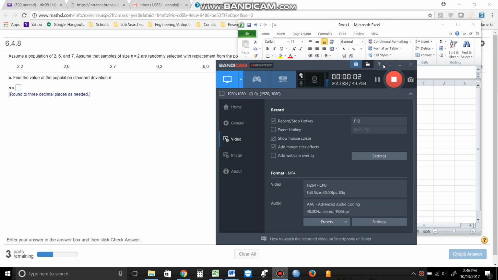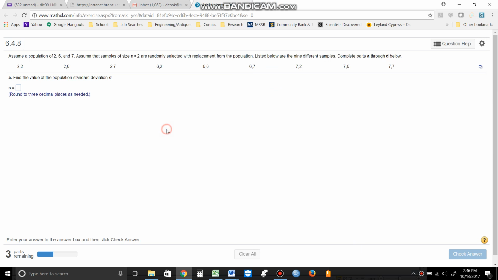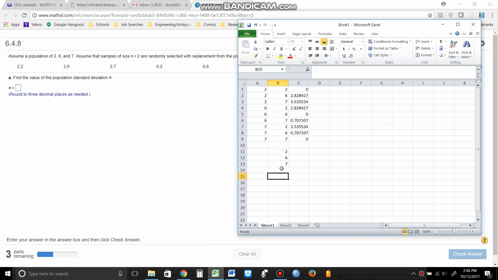Hi class. On this particular problem here, we're going to work this very similar to another video that I made with variance, but instead, for this particular problem, we're attempting to use the standard deviation as the estimator. So the first thing they want me to do is to find the population standard deviation. So that's going to be the population standard deviation for 2, 6, and 7.